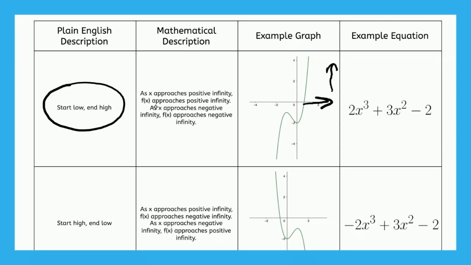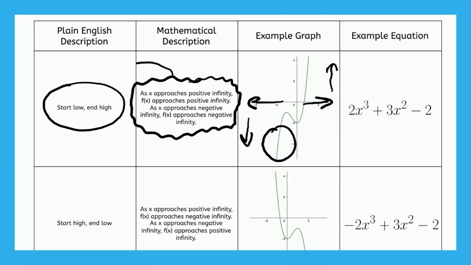It also says that as x approaches negative infinity, or as it's moving to the left, f of x, or the y values, approach negative infinity. You can see that that's exactly what's happening. It's going down and to the left. Keep in mind that based on this description, the graph really goes to infinity in both directions, but we just say start low and end high as a way to simplify it.